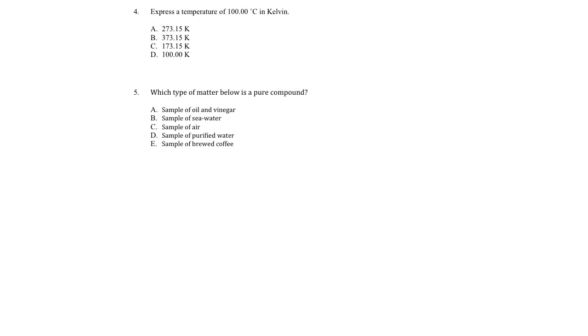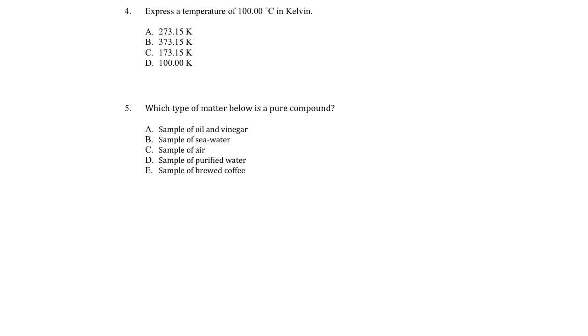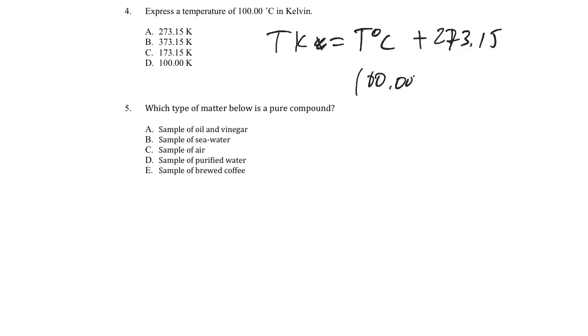So moving on to a few more questions. Let's express 100 degrees C in Kelvin. This is an equation that's provided: the temperature in Kelvin is the degree C temperature plus 273.15. So we would take the 100.00 degrees C and add 273.15. So the temperature in Kelvin would be 373.15.